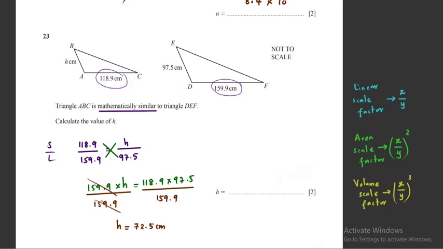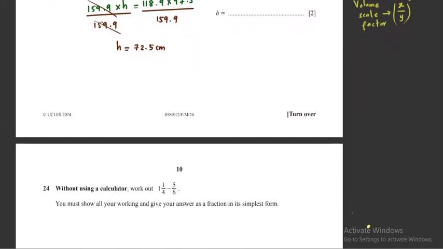So we can do it this way, or we can find the linear scale factor. That is when we divide this 118.9 by 159.9, the answer that we get is going to be the linear scale factor. And using that also, we can find this value of H. Let's move on to the next question, which is question 24.